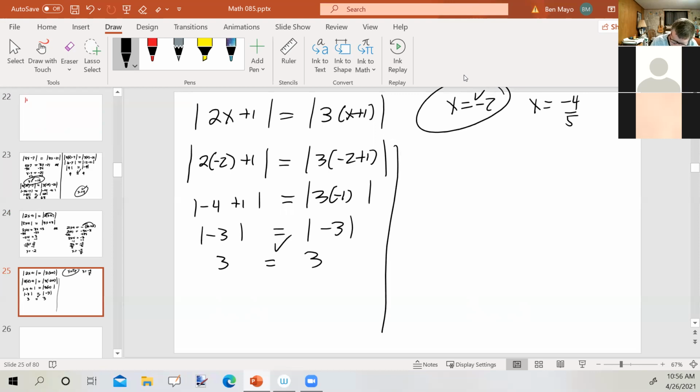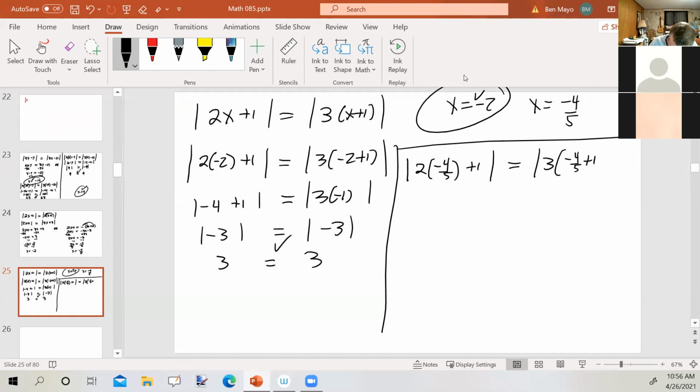Okay, let's take the negative 4/5 scenario. We have the absolute value of 2 times negative 4/5 plus 1 equals the absolute value of 3 times negative 4/5 plus 1. Okay. So on the left side, let's see, 2 times negative 4/5 would be negative 8/5 plus 1.